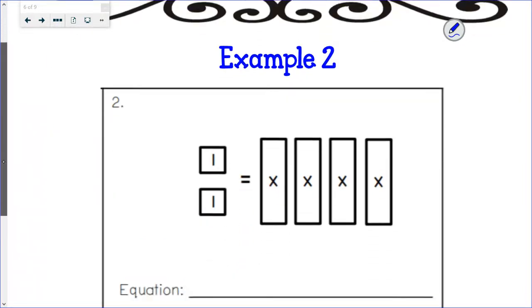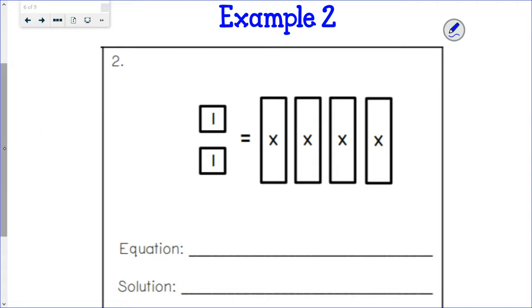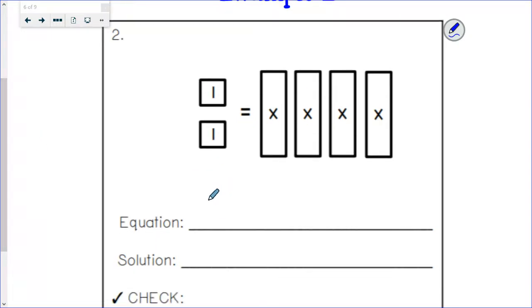Example 2. It's the same process no matter what way it's written. So this is positive 2 equals 4x, or 4 times x. And the same thing, we're going to divide to get 1x. Divide by 4, divide by 4. And you have to simplify your fraction. So we get 1/2 equals x, or x equals 1/2.